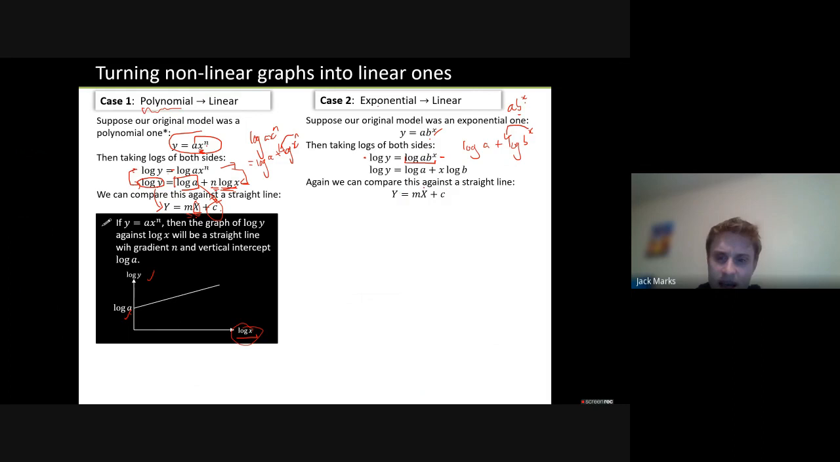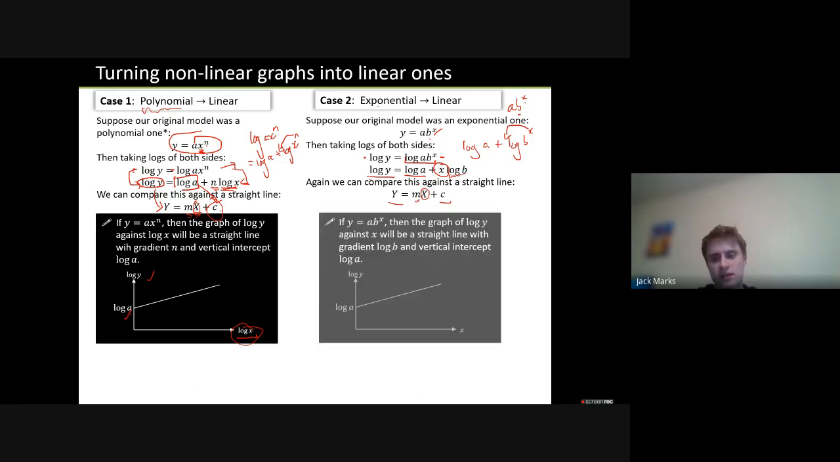If we do our thing again where we compare to a straight line, y is going to be y, log a is going to be c, nothing new there then. Over here though we had log x, and over here we just have x. Well, what do you think your x is going to be? Your x is going to be your x, isn't it? So log b is the gradient on this one.